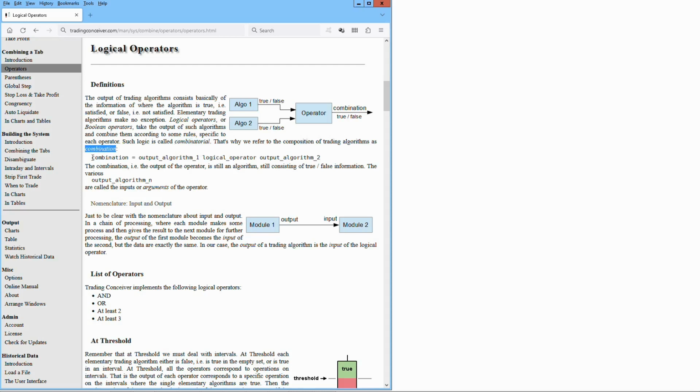The combination is equal to the output of algorithm 1 processed through the logical operator with the output of algorithm 2. The combination, that is the output of the operator, is still an algorithm, still consisting of true-false information. The various output algorithm n are called the inputs or arguments of the operator.